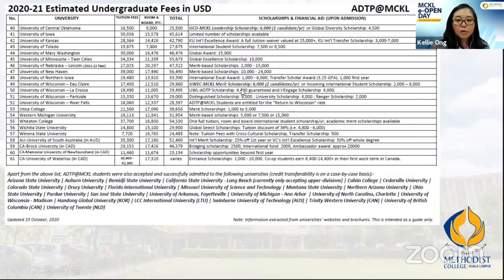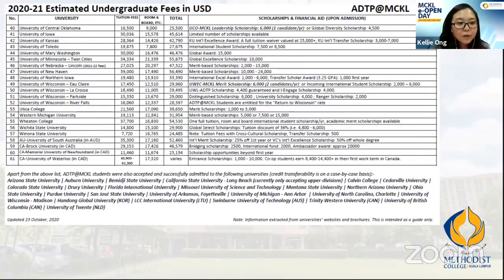Then for UW Eau Claire is here. Typically, incoming international students are eligible for 2,000 to 6,000. But if a student receives this scholarship, they will immediately get the highest value. Yeah. So as you can see, there are many other universities that offer scholarships. Once again, this is upon admission. So when students are physically in the US, they are eligible to apply for more scholarships. It doesn't mean that their tuition fees will be the same. It can be reduced further with additional scholarships.